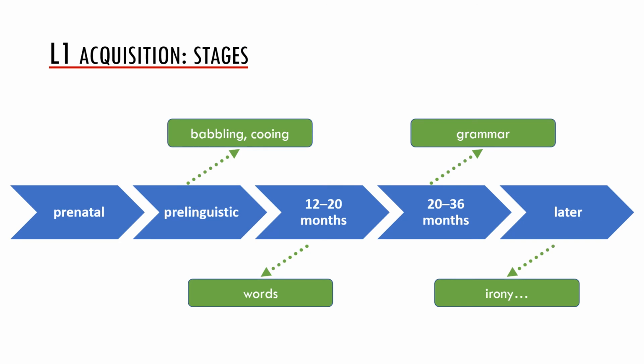On this slide, we may see a very basic sketch of the process of first language acquisition. We start to learn the language before birth, then we go through a so-called prelinguistic phase, which is typical for various vocalizations such as cooing and babbling. Around the first birthday, we start to produce our first words. Sometime before our second birthday, we start to use grammar and connect words together. Around the third birthday, we already know the grammatical system and we learn more and more words.